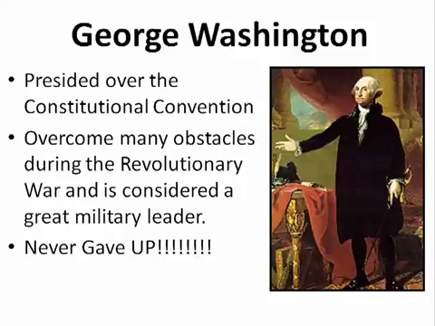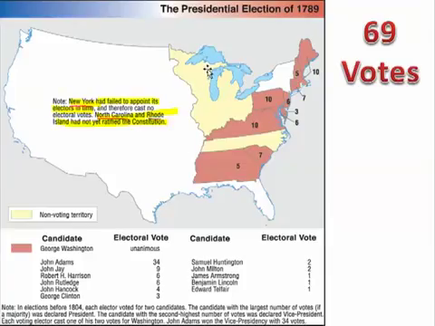And in 1789, after the Constitution had been ratified, the first electoral college elected him unanimously President of the United States. He received 69 of the electoral college votes, and those were all of the electoral college votes. The vice president was elected separately, and if you look down here on this map, John Adams received 34 of the 69 votes out of all these candidates, and he becomes vice president of the United States.